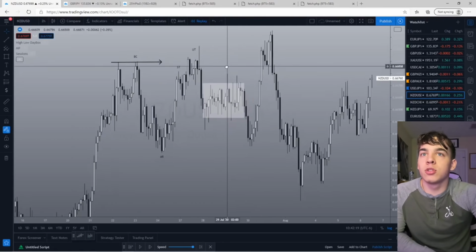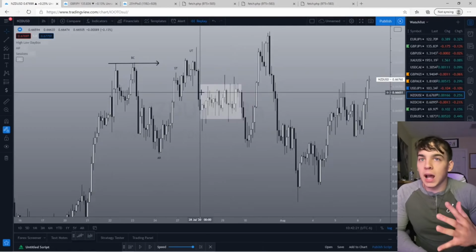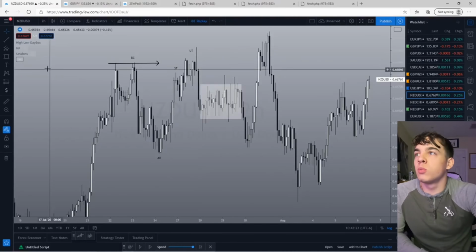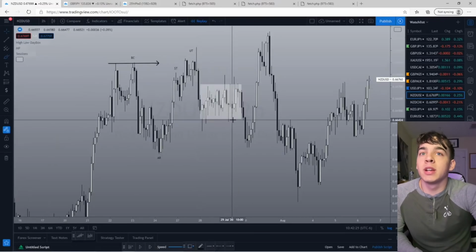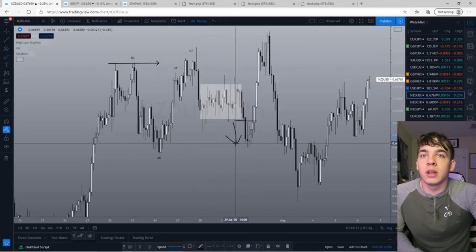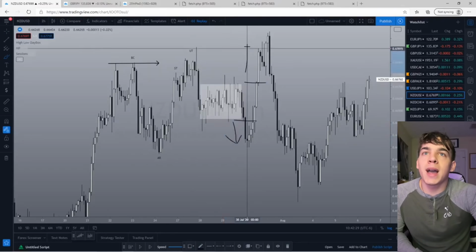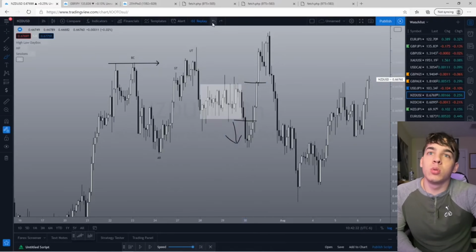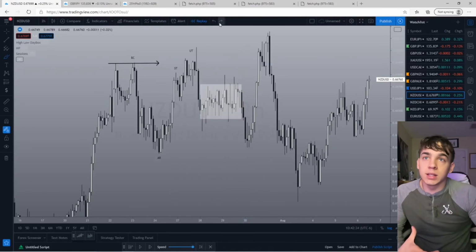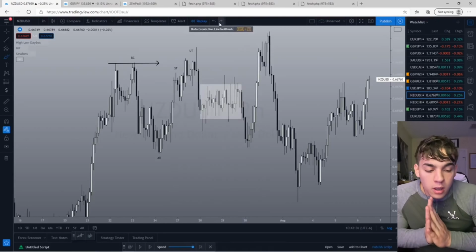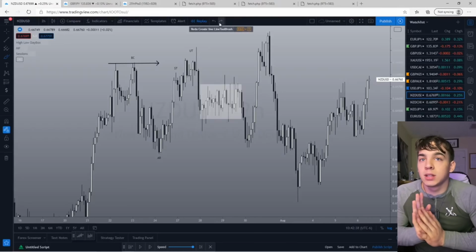So what we have here is accumulation, and when the market is moving side to side, it's most likely going to be accumulating orders. And what you'll see is that the market pushes down, grabs any orders here, and pushes back up above these highs and grabs any liquidity around this area. So essentially what you're doing with the Wyckoff theory is you're capitalizing on the manipulation of the market.